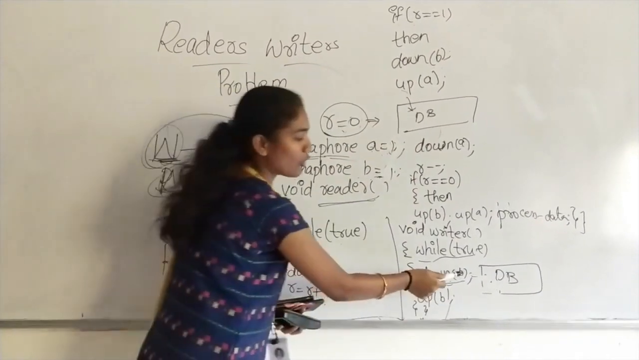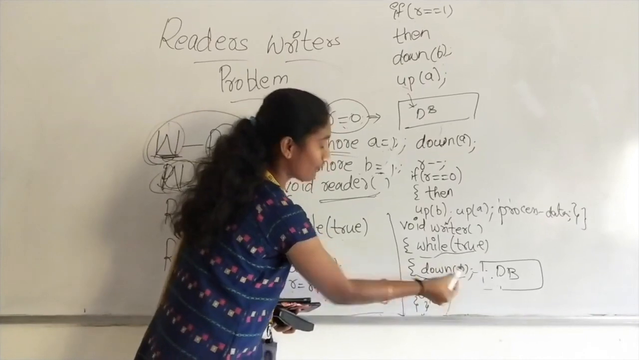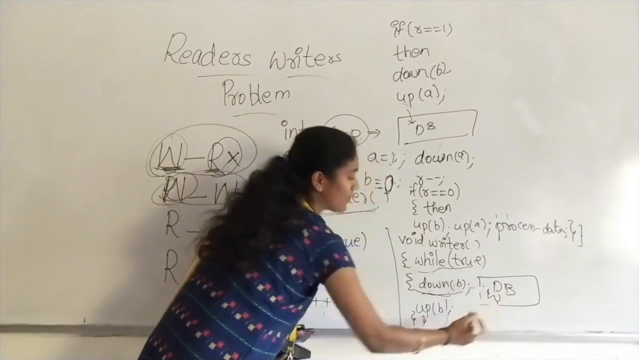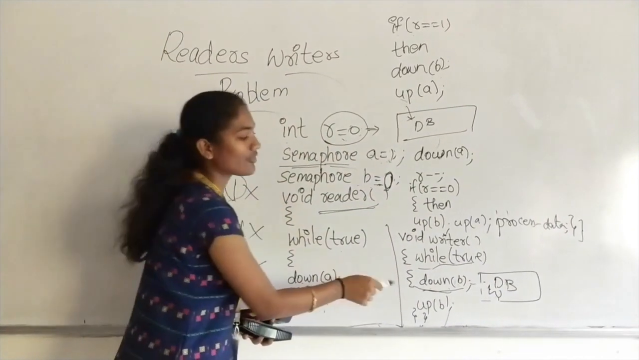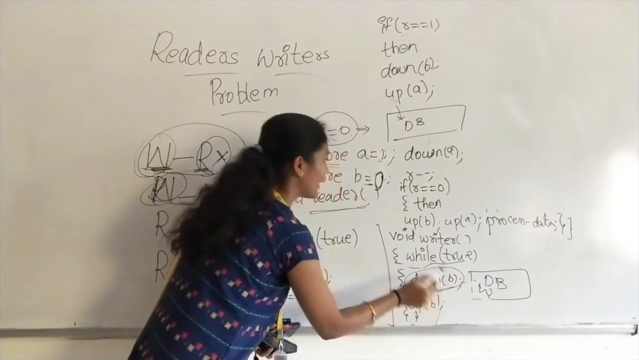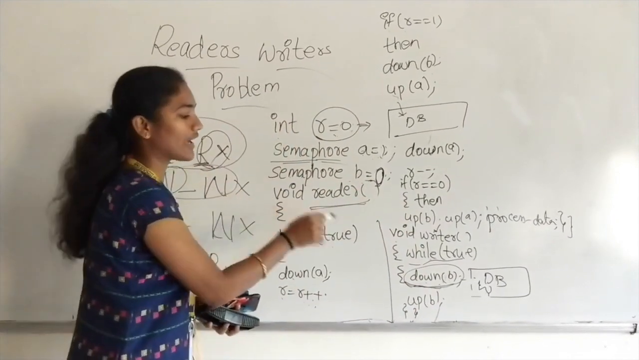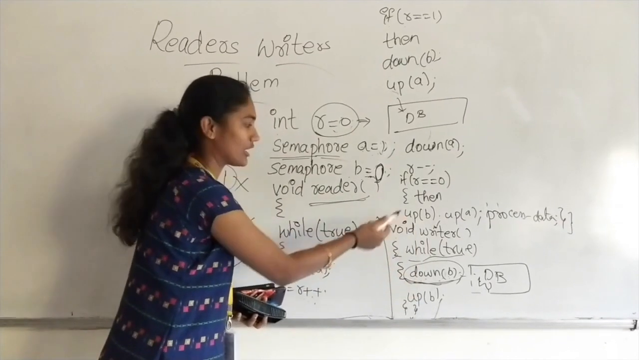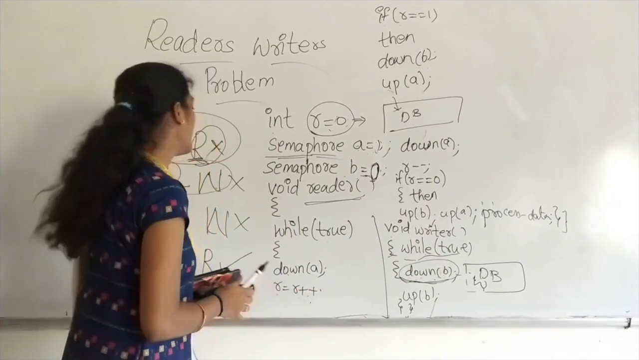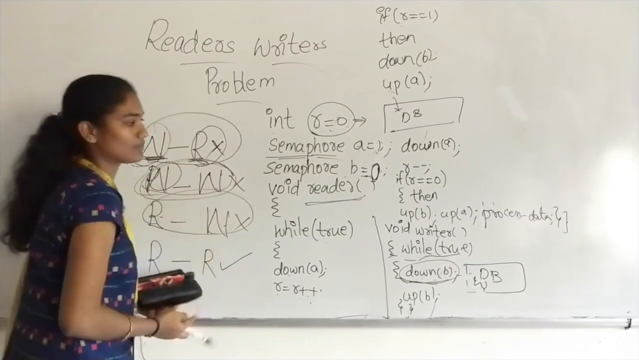Here is the code of the writer. Till the condition is true, it will try to decrease the value of b. So the value of b will become 0, and the writer entered the database. Again, another writer came and tries to enter the database. It tried to decrease the value of b. It's already 0, so we cannot decrease the value of b. So the writer will stop. He cannot access the data because he cannot enter the database. He'll wait till the writer who is inside the database finishes. So this code also satisfies this condition. Now it is the case with reader and writer.